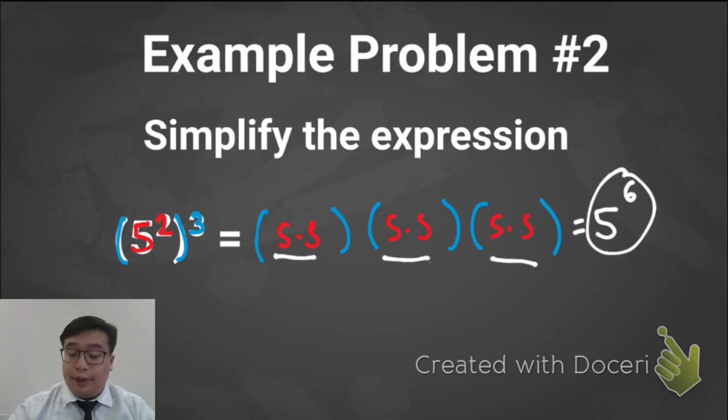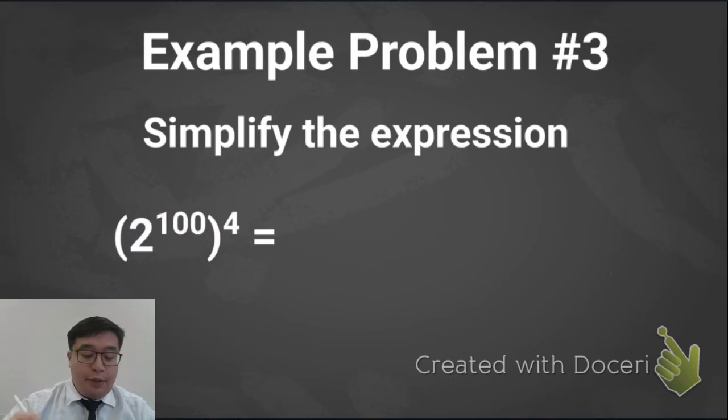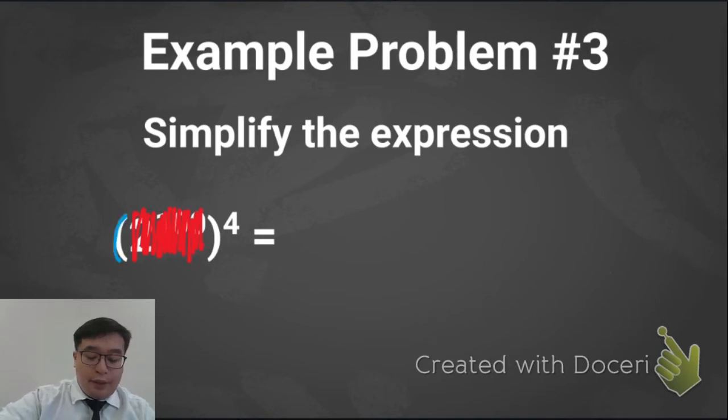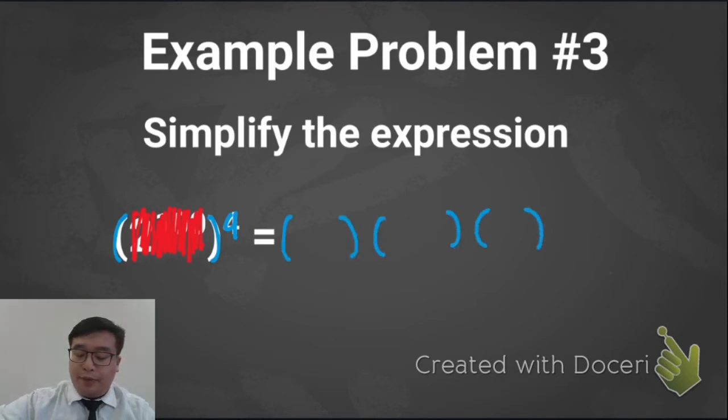Let's go over our third example. Here, I have 2 to the 100th power raised to another 4th power. Just like before, let's ignore what's on the inside. Now, let's take a look at that outside parentheses, this exponent on the outside. What does it mean to have something raised to the 4th power? It means to have 4 of these objects all being multiplied together.